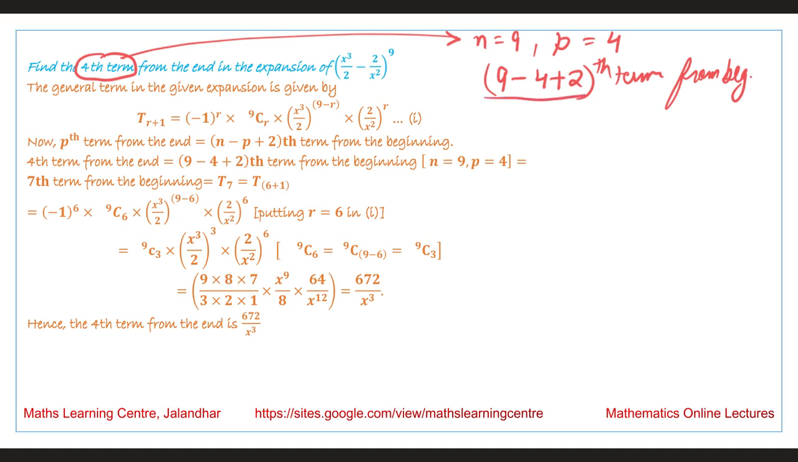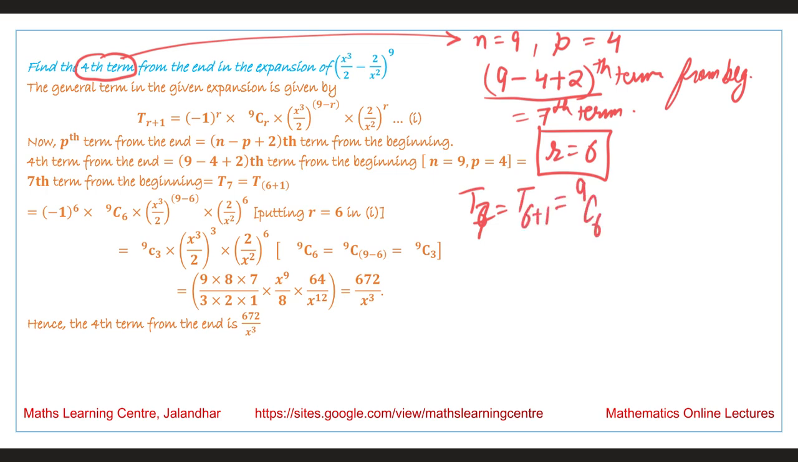So this value we obtain is the 7th term from the beginning. It means the value of r we will have is 6. So we have to calculate the value of t7, that is equal to t(6+1), which is equal to 9C6 (x cube by 2) whole raised to the power 3 and (minus 2 by x square) raised to the power 6.